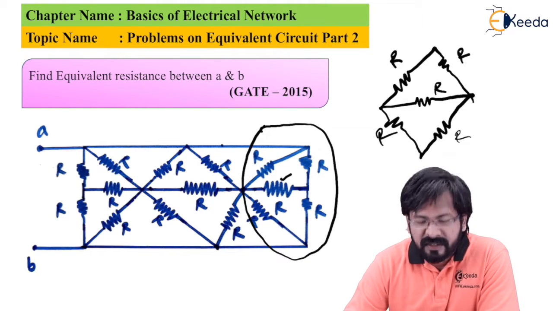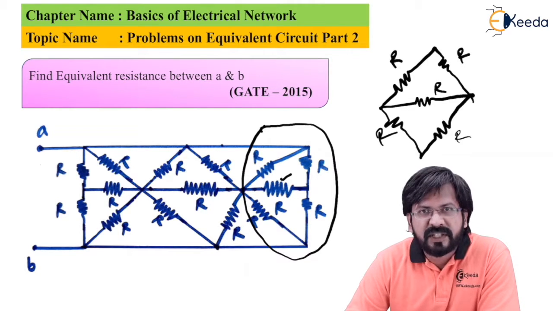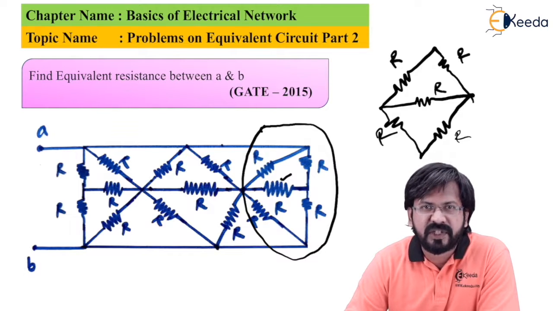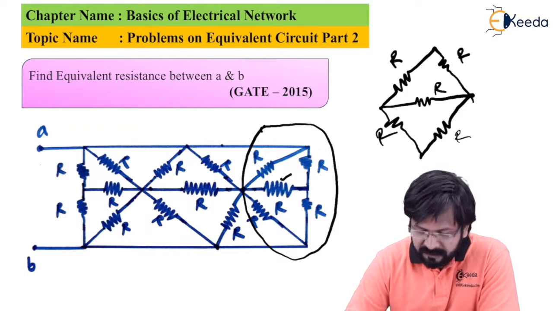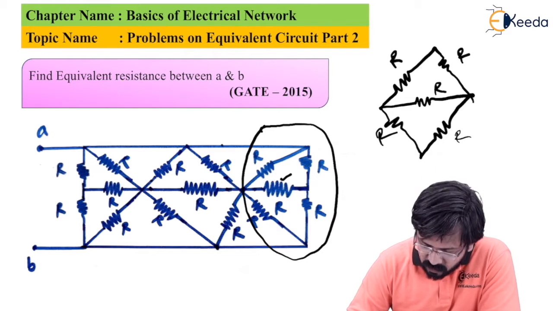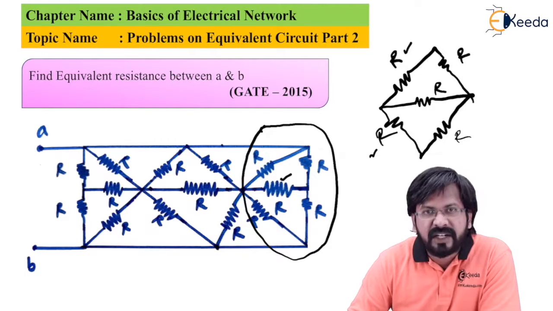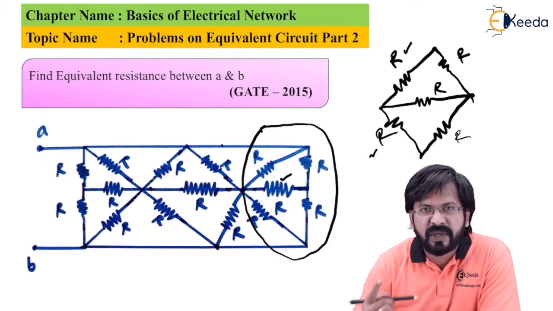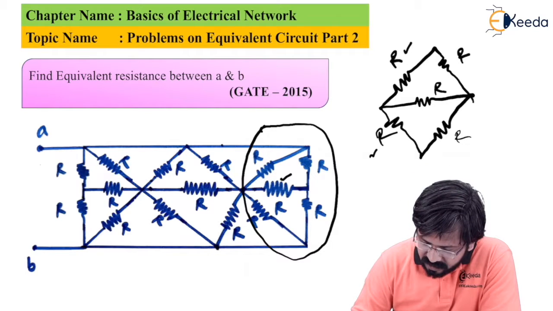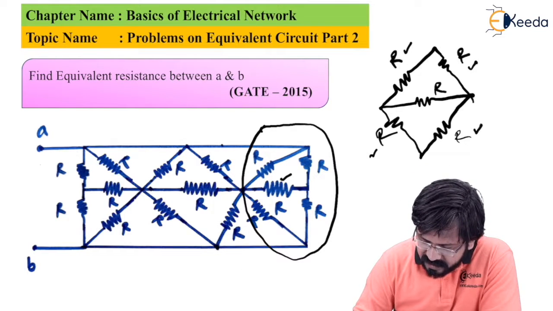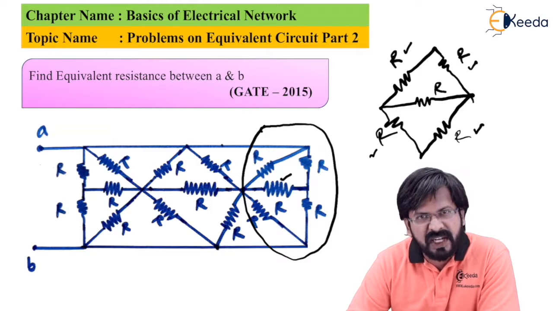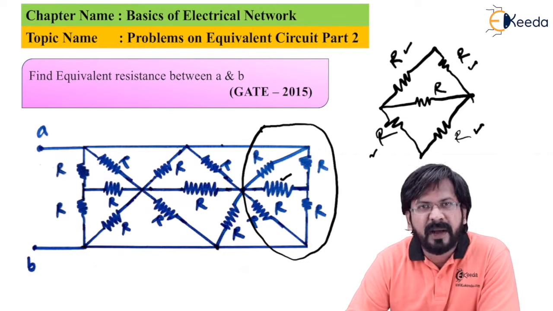We know that this bridge appears to be a balanced bridge. What is meant by a balanced bridge? You have to see these two elements, R and R. Take a ratio of them, and that ratio is 1. Again, you take the ratio of this R and this R. If it is also the same, then it is said to be a balanced bridge.